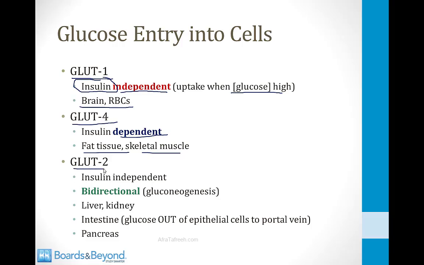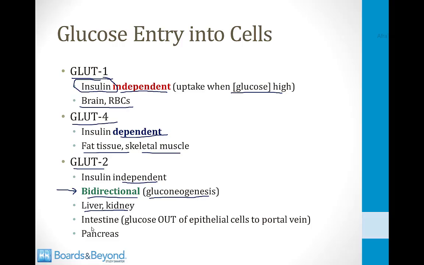The GLUT2 transporter is also insulin independent, but it is bidirectional. And this means that it can transport glucose out of cells for gluconeogenesis and for other reasons. So, in the liver and kidney, which are the two organs that can synthesize glucose for the body via gluconeogenesis, they want this bidirectional transporter so they can both take up glucose and also put it back out into the bloodstream when the body needs it.